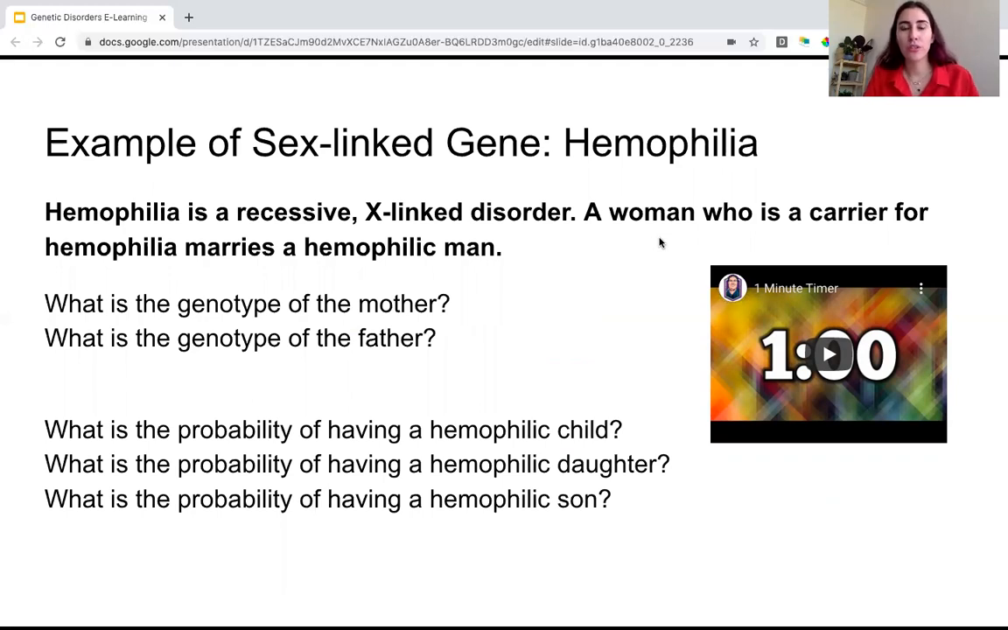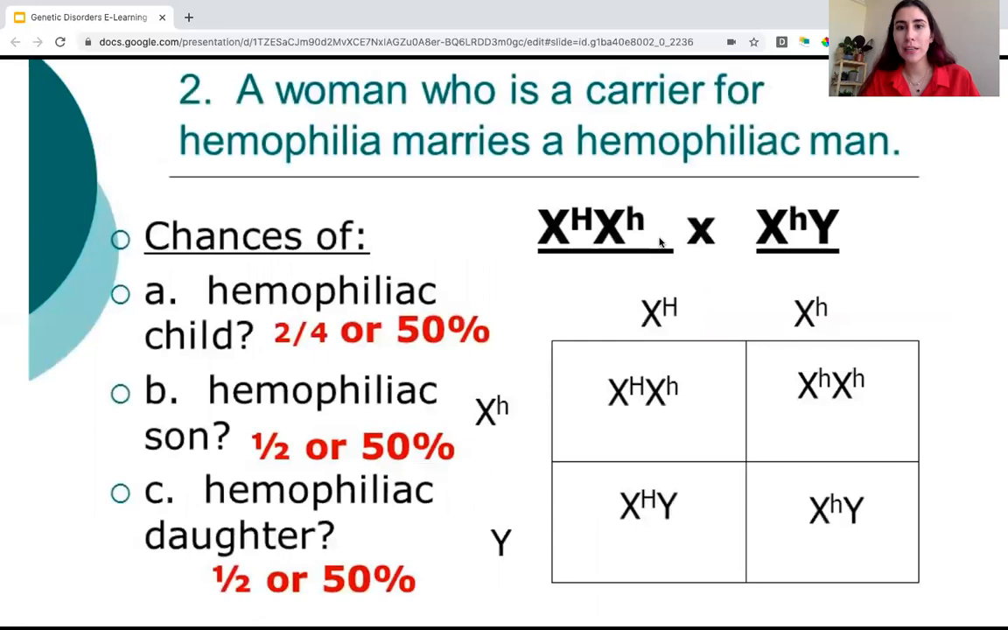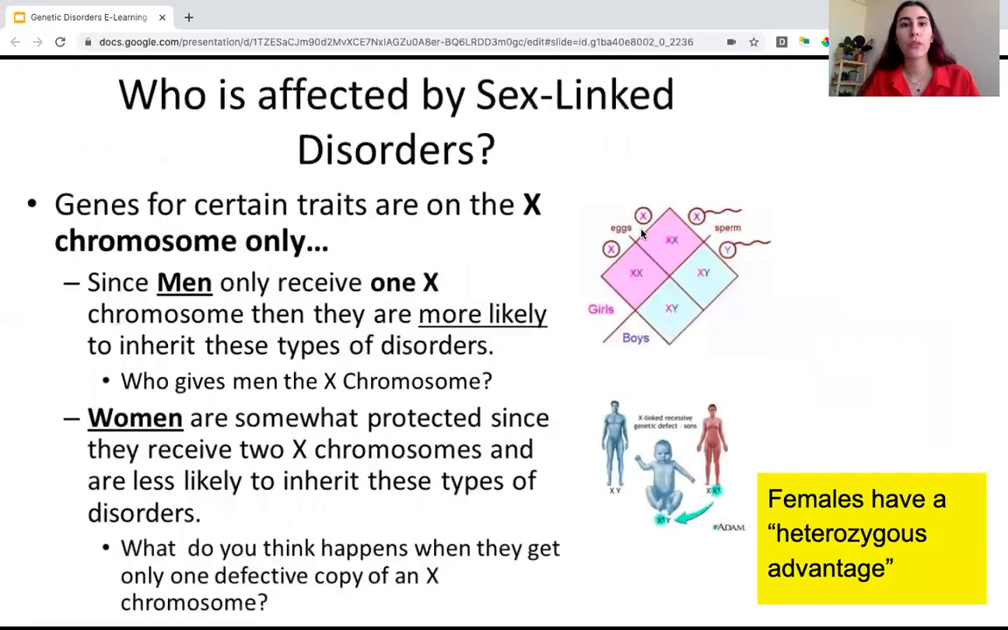I don't want to go through this just because I don't want to confuse you. For the purposes of this year, you don't need to be able to analyze sex-linked Punnett squares. You just need to know what sex-linked genes are, as you notice in the learning targets. So you mainly need to know that sex-linked disorders are found on the X chromosome. Okay, they are found on the X chromosome.